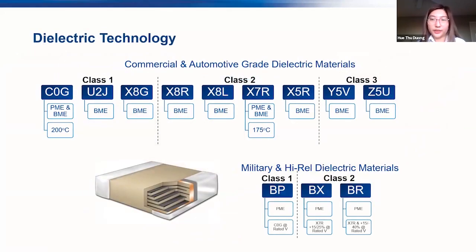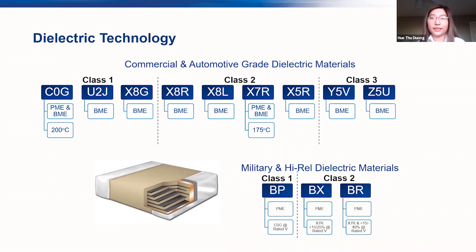Now that we've just gone over the 2 different types of electrode systems, this slide shows which systems are offered across the different dielectric materials as seen here. Most commercial and automotive grade parts utilize the BME system, whereas older parts such as military and high reliability graded parts utilize the PME system.